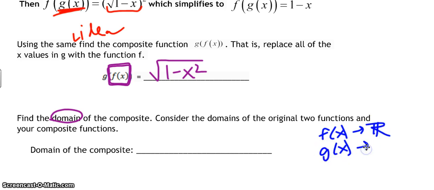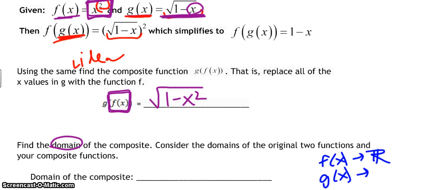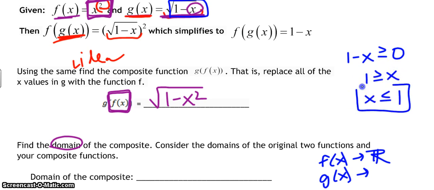g of x had a restriction on it, and that restriction was we've got a square root, and we know that whatever is under the square root has to be greater than or equal to 0, which means that 1 is greater than or equal to x, also meaning that x is less than or equal to 1. So there's our restriction for g of x.